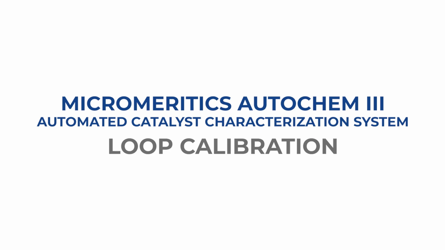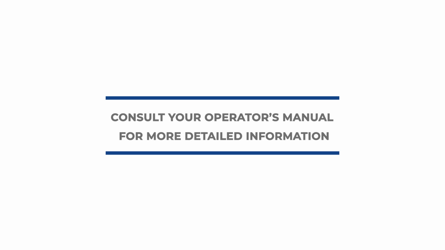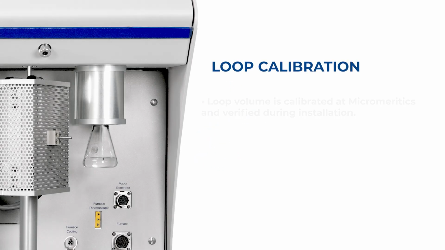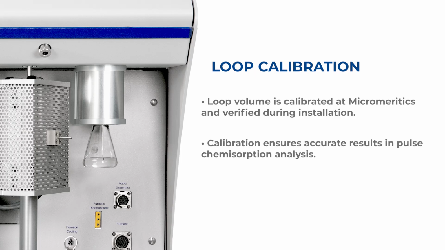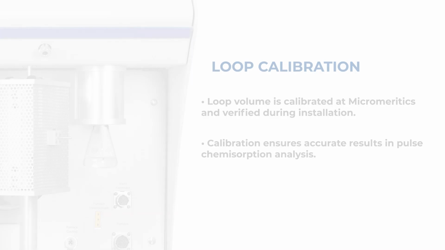This video will show you how to calibrate the loop on the AutoChem 3. Remember to always consult your operator's manual for more detailed information. The loop volume is calibrated at Micromeritics and verified during the instrument installation. The loop volume should also be calibrated whenever the installed loop is changed. The loop calibration is especially important to ensure accurate results when performing pulse chemisorption analysis.